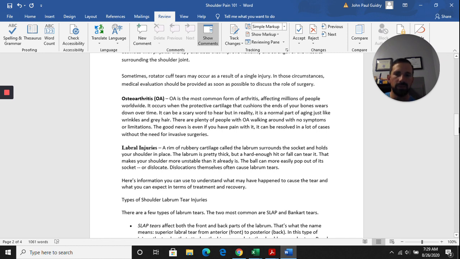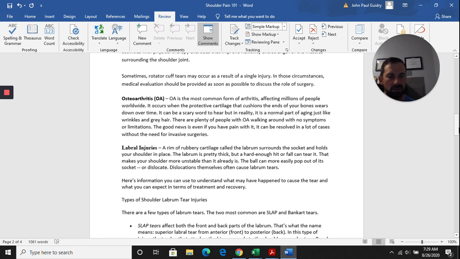Next, we have labral injuries. So the labrum is kind of the rim of rubbery cartilage that surrounds the socket and helps hold the head of the humerus in place. It's shallow, so it's not a very stable rim. It's very shallow.